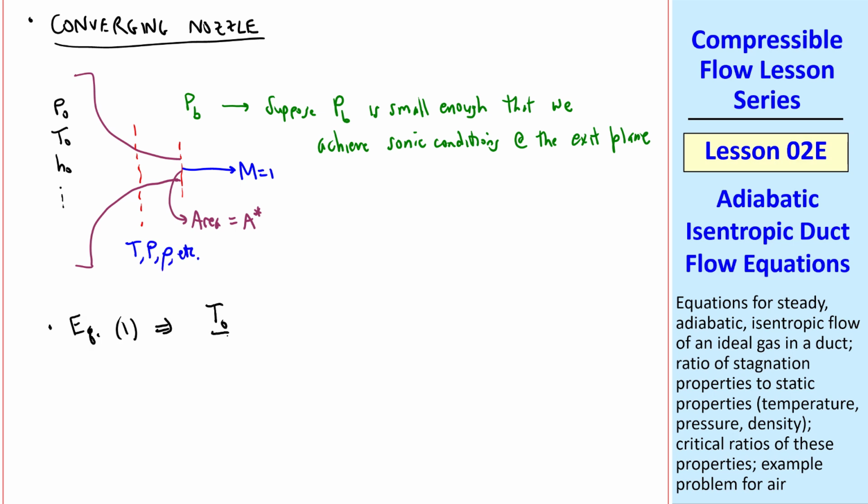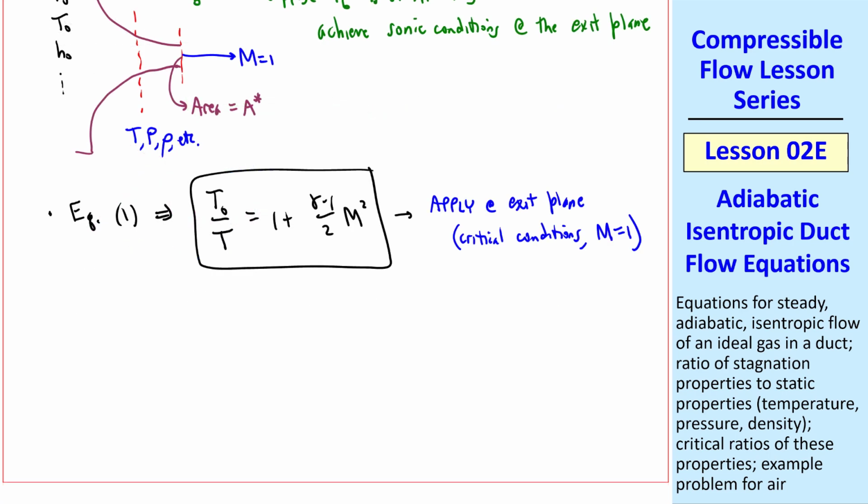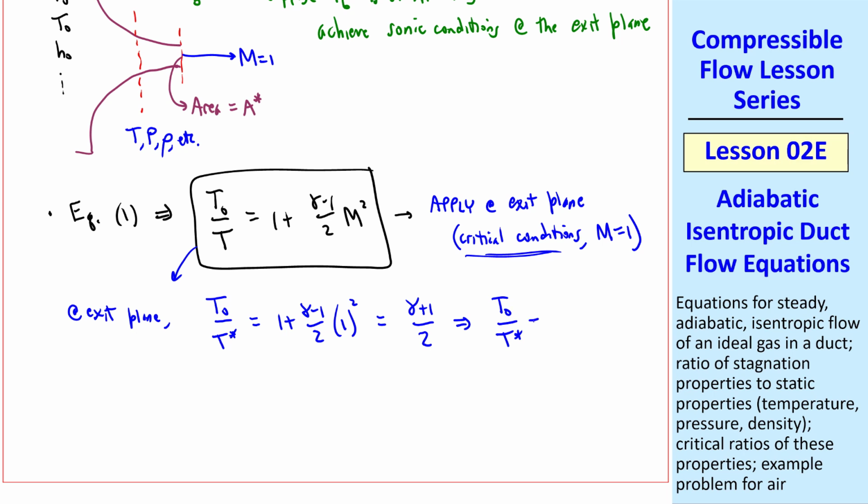Our equation 1 is repeated here, and this applies anywhere in this flow. So let's apply it at the exit plane, where we have critical or sonic conditions, namely M equals 1, and recall that we used superscript asterisk to indicate these critical conditions. So at the exit plane, T0 over T star is 1 plus gamma minus 1 over 2 times 1 squared, or 1, and a little bit of algebra shows this to be gamma plus 1 over 2. So T0 over T star is gamma plus 1 over 2.